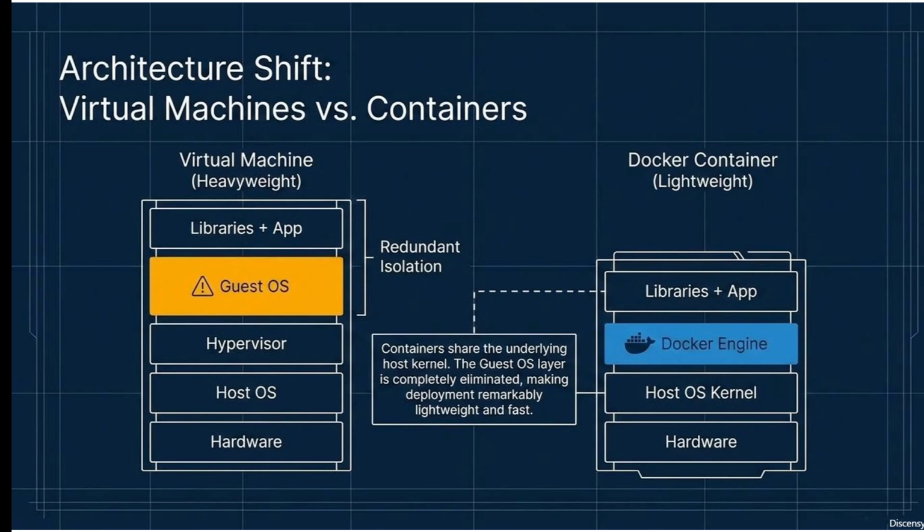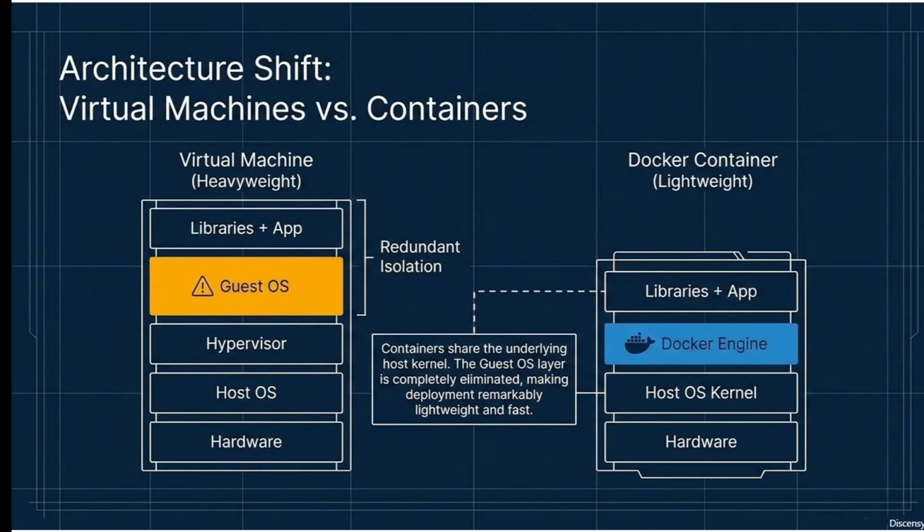When it comes to a virtual machine, it's very heavy. It is going to have the package of the guest OS, a specific operating system, along with the host OS. So the amount of space and computation required is way higher when compared to a Docker container. So this redundant isolation is removed when it comes to a Docker container.